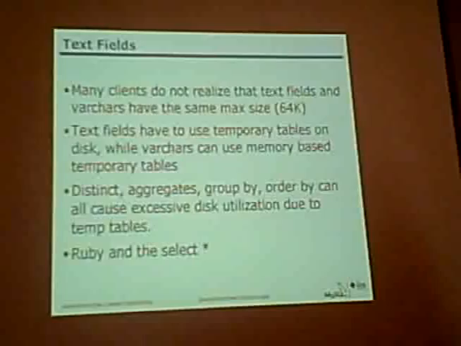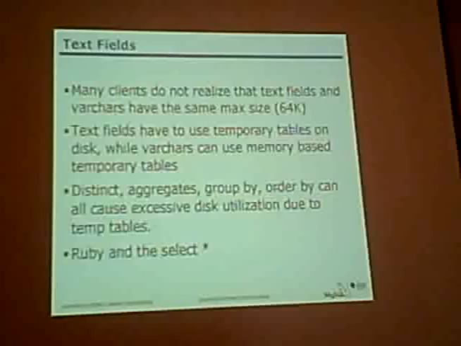So if you ever wanted to know why Twitter is down so much? Yes. Well, a lot of times Rails will do like select distinct star, and just some nasty stuff like that.